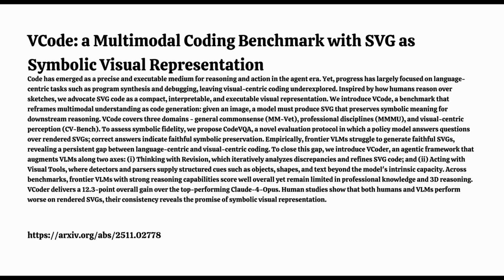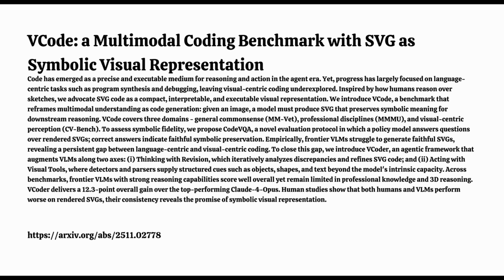It forces a second vision language model, they call it the policy model, to answer questions about the original image by reasoning only over the rendered SVG. So the test isn't, did the first model make pretty code? It's, does the rendered code contain enough structural truth for a second model to get the right answer?